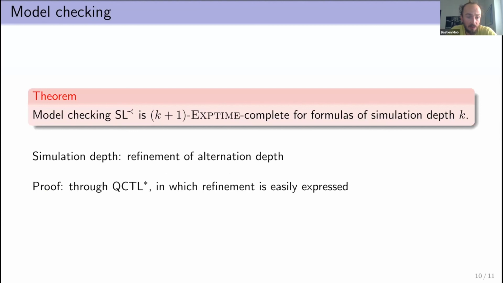And the main technical result of this work is that the model checking problem for strategy logic with refinement is not harder than for basic strategy logic. So model checking strategy logic is a problem that is quite hard, and it's k+1 EXPTIME-complete for formulas of simulation depth k. So simulation depth, I don't have time to define it, but it's a refinement of the notion of alternation depth. So basically it counts how many times you alternate between existential and universal quantifiers on strategies in your formula. And so model checking strategy logic is hard, but it's not harder to model check the extension that allows to talk about all these notions that are not expressible in basic strategy logic.